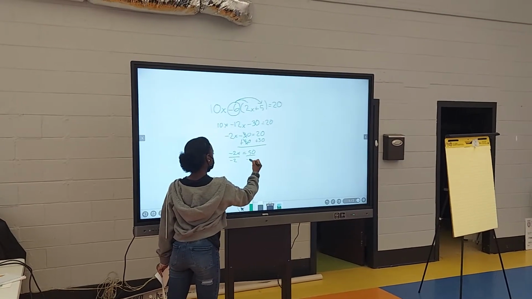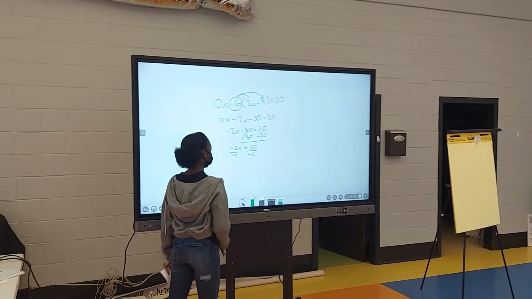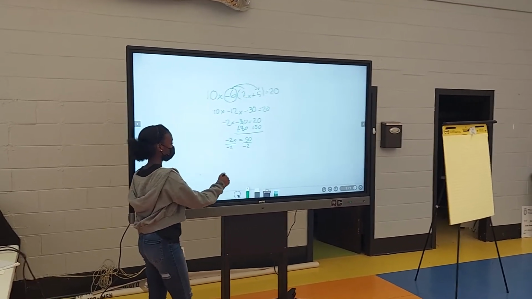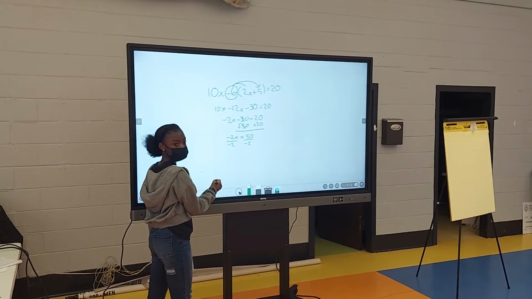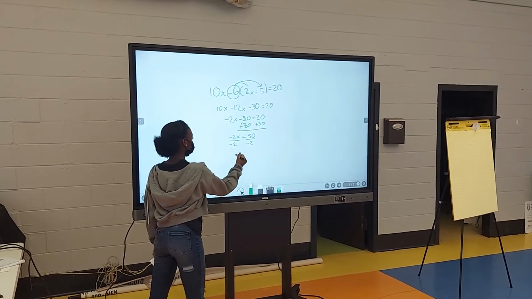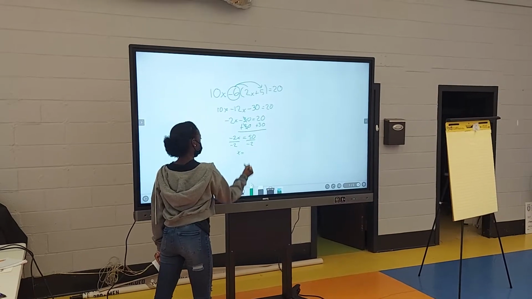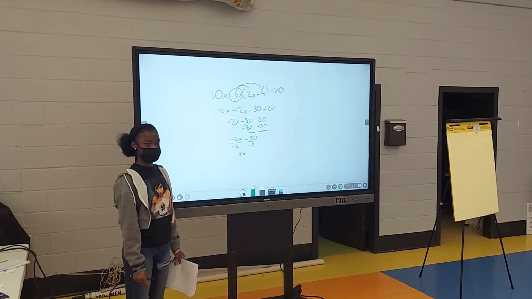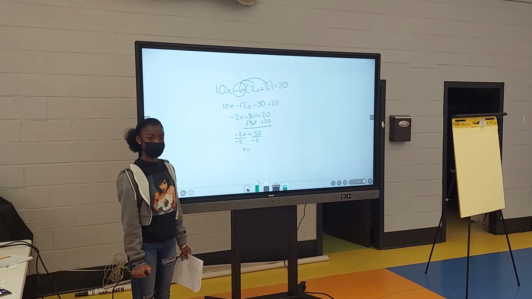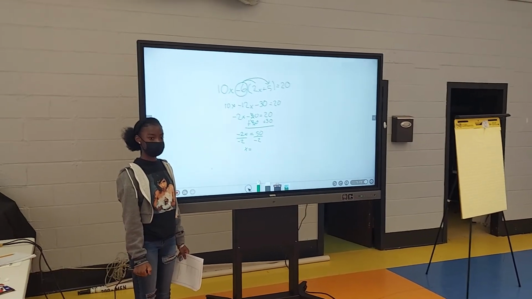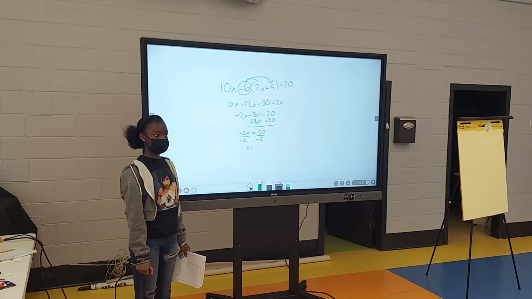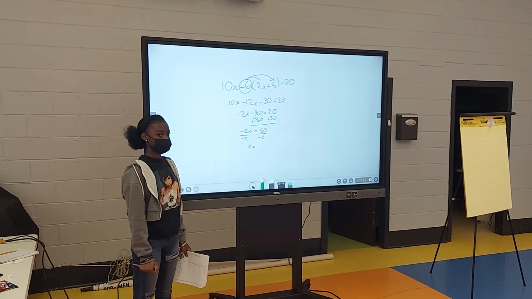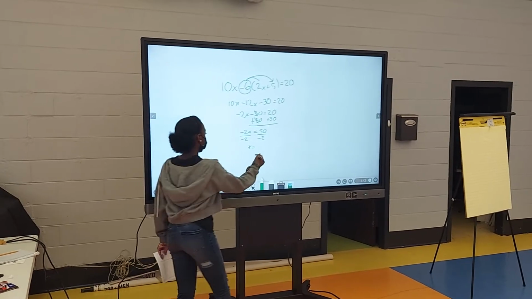Good. And what happens to the negative 2x and the negative 2? We're going to do this from the x equals... I don't know. What's 50 divided by 2? Somebody, anybody? 25. Yeah. 25. And what's a positive divided by a negative? Negative. Perfect. So x equals negative 25.